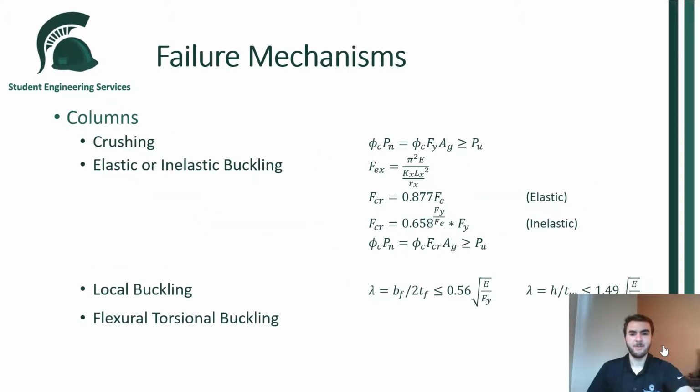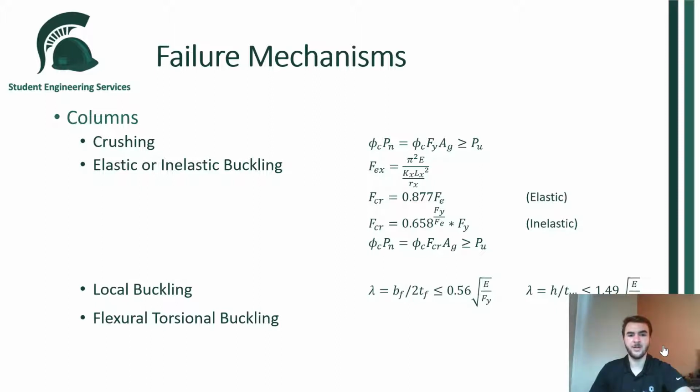Columns will fail through different mechanisms as opposed to beams, and the critical failure mechanisms in columns are crushing, elastic or inelastic buckling, local buckling, and flexural torsional buckling. To prevent crushing, the yield stress multiplied by the cross-sectional area should be higher than the force applied to the column, but this is not usually a governing state in steel.